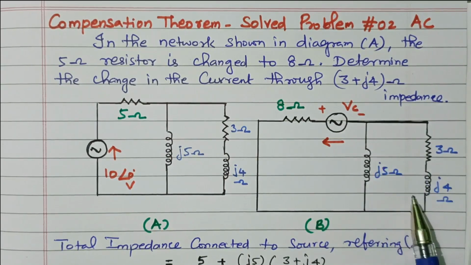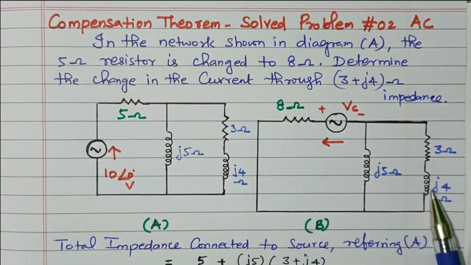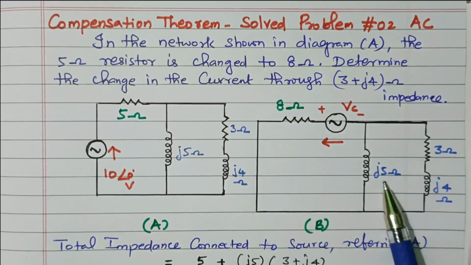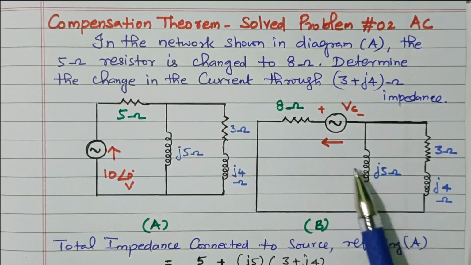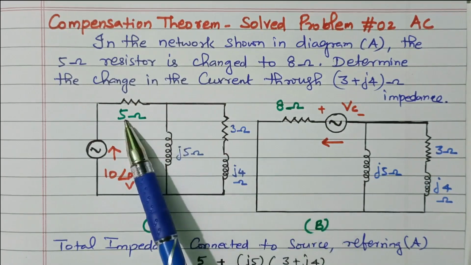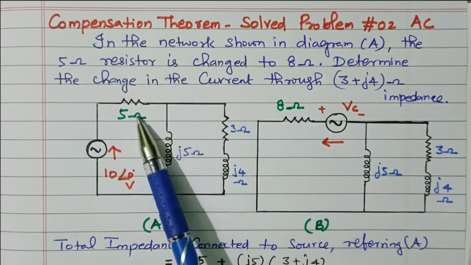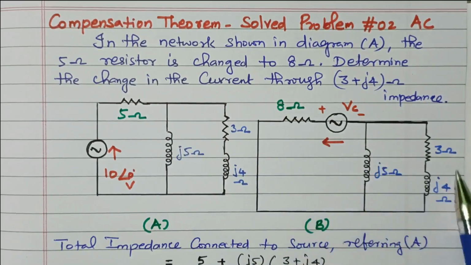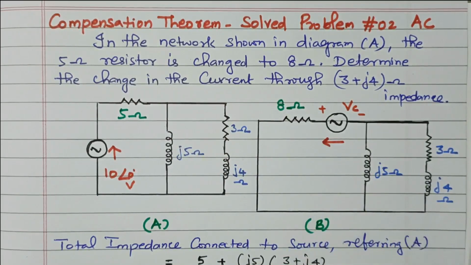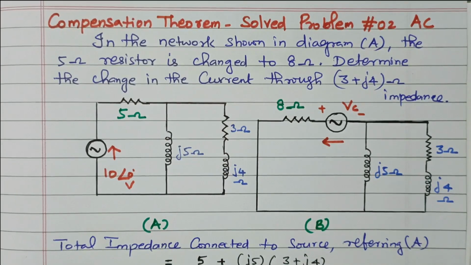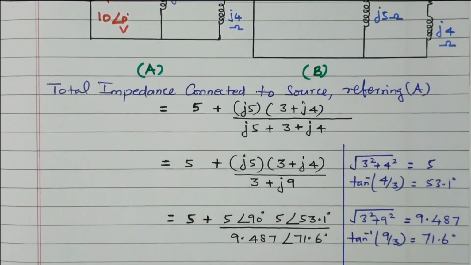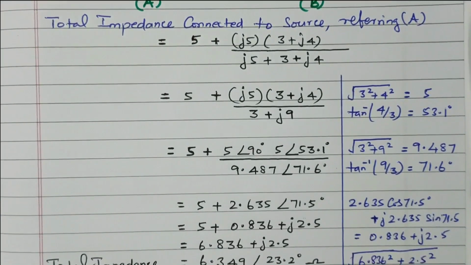What is the impedance in this network? It's very similar. These two are connected in series. That is in parallel with J5 ohm. That is in series with the 8 ohm. Here 5 ohm, here 8 ohm. That is the only change. 5 ohm is changed to 8 ohm. This combination remains the same, right? So now we'll first find network A. We will find the total impedance in that circuit.